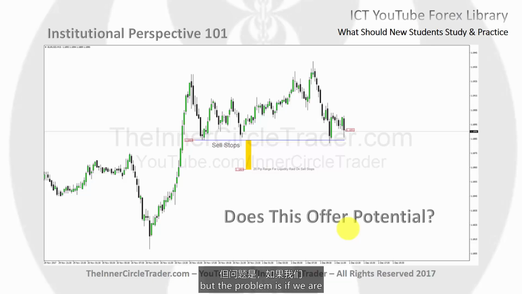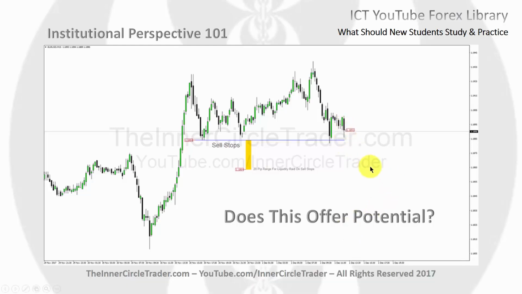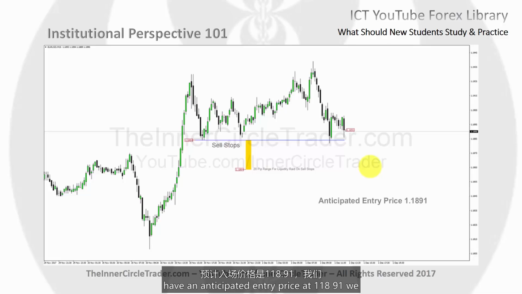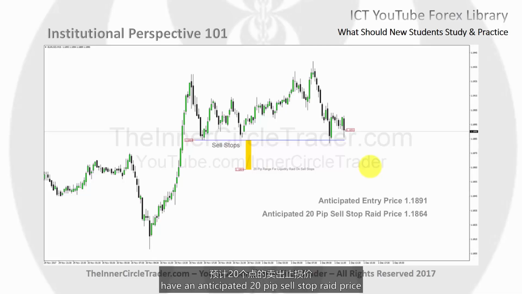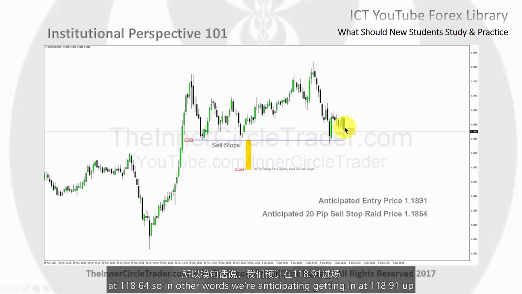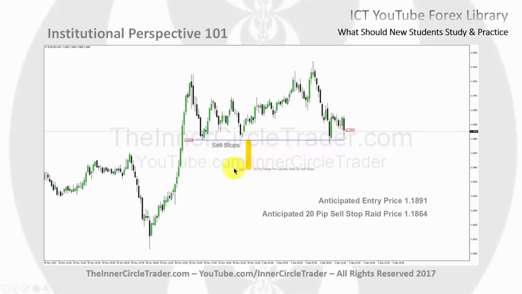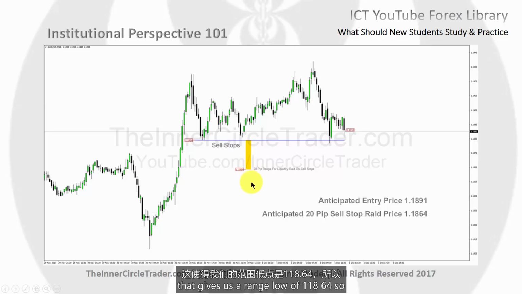But the problem is, if we are expecting to sell short at that bearish order block at the low when it retrades back to it, does this offer potential for us to take a short? Well, we have an anticipated entry price at 118.91. We have an anticipated 20 pip sell stop raid price at 118.64. So in other words, we're anticipating getting in at 118.91 up here, which is the low of this up close candle. And we already know 20 pips below these lows, the lowest of the two equal lows is what I use. 20 pips below that gives us a range low of 118.64.